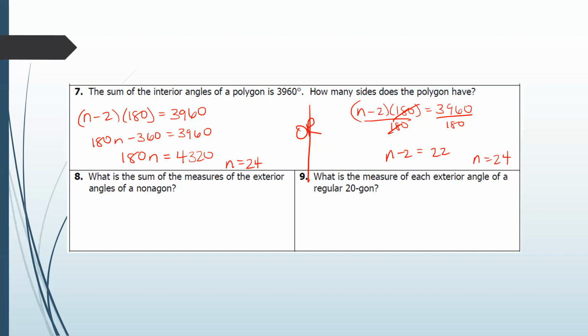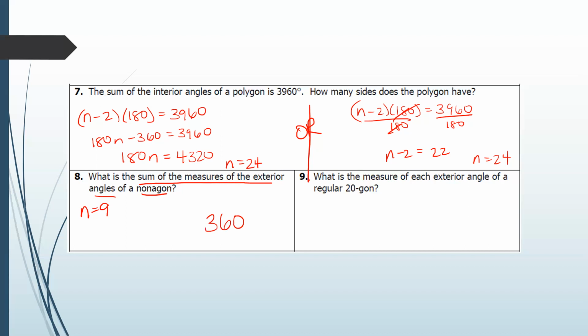All right, cool. Let's look at number 8. What is the sum of the measures of the exterior angles of a nonagon? Nonagon has 9 sides. The sum of the measures of exterior angles. Oh wait, I don't even care how many sides there are, because we know the sum of the measures of the exterior angles of any polygon is 360.